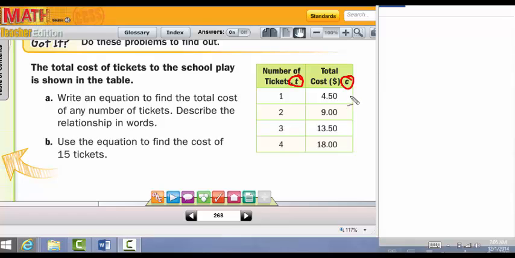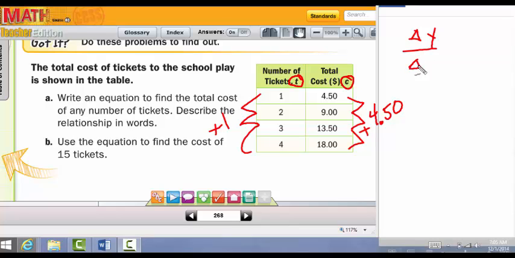The next thing we ought to check is what is the change in Y, and the change in Y in every case is $4.50, 4.5, and the change in X is a +1. This is positive as well. So our change in Y over change in X is 4.5 over 1, we could call that. So we have Y equals mx plus b.